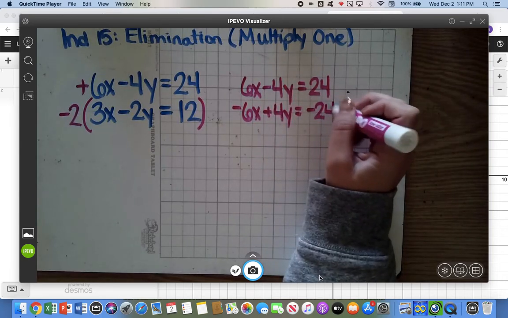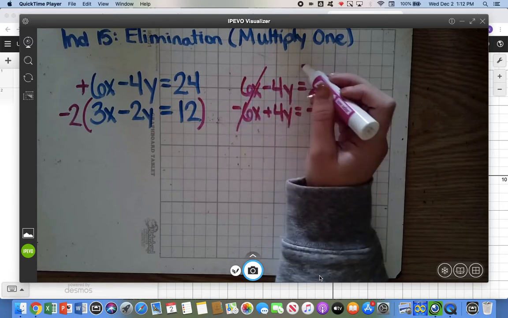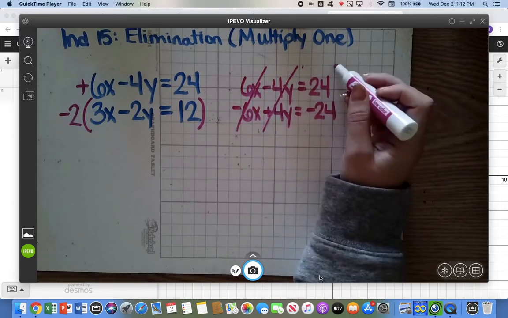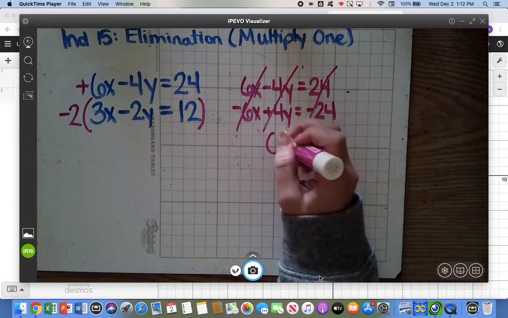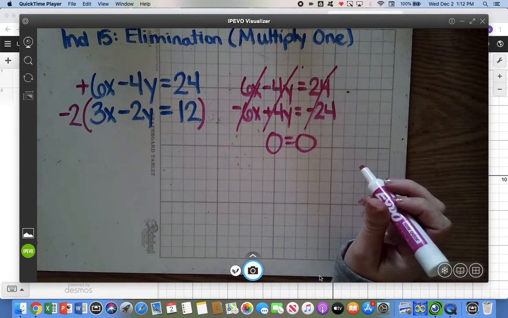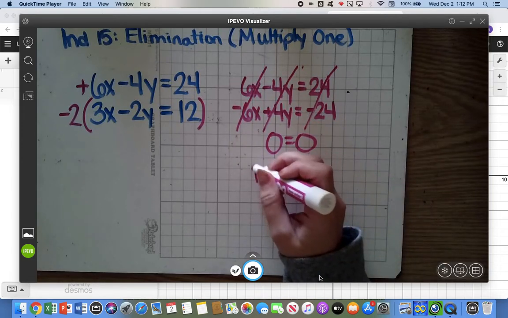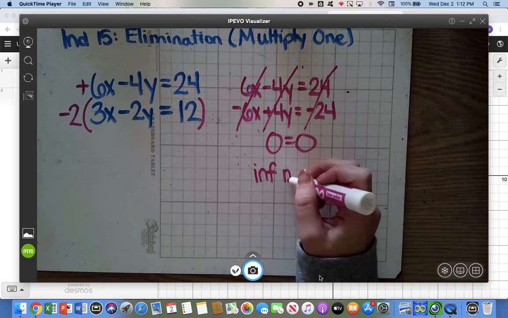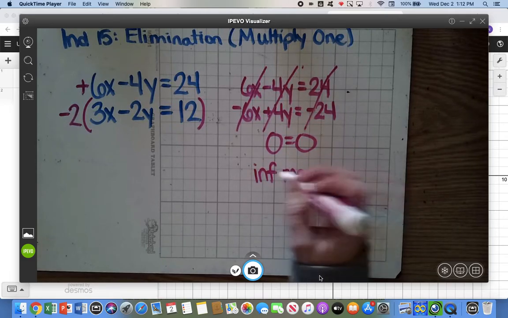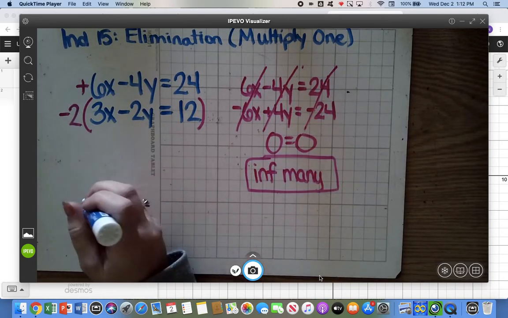Oh, look at what happens here. So on this one, once I multiplied, my 6 is canceled, my 4 is canceled, and my 24 is canceled. If you guys remember from Friday, what does it mean when everything eliminates and you're left with a true statement? True statements mean that they graph to be the same line, and so it's infinitely many solutions. Infinitely many.